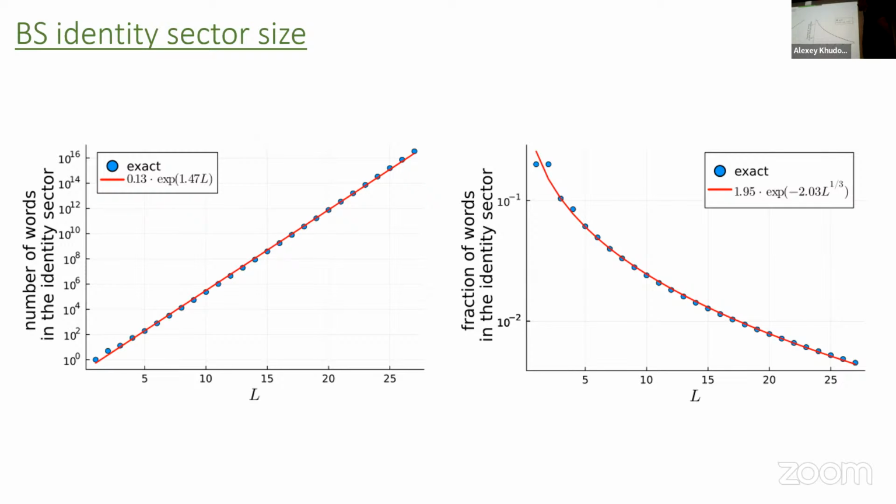You can actually do some analytics and show that the scaling has to be, for example, here it has to scale as exponent of minus L to the 1/3. So what this graph says is that in the thermodynamic limit, this sector occupies a vanishing fraction of the whole Hilbert space.